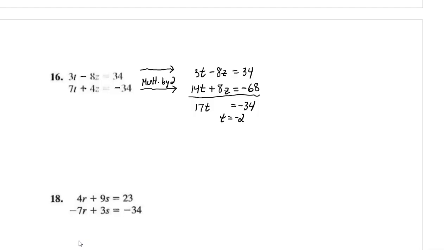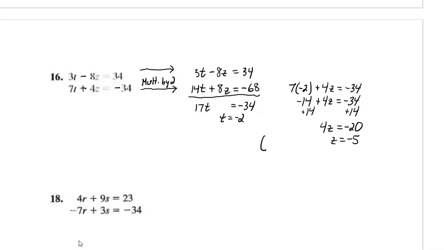Substitute that value into either of the original equations to figure out the z. I'm going to use the second equation. So 7 times -2 plus 4z is equal to -34. This is -14. Now add 14 to both sides. 4z equals -20. So z is -5. In alphabetical order, -2, then -5.